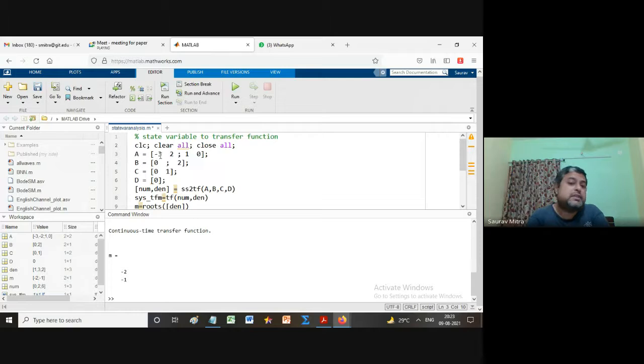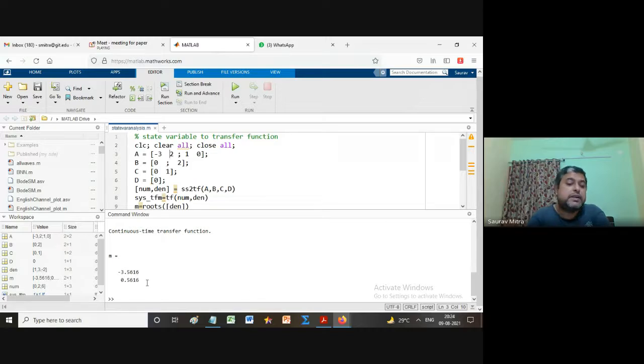Okay, so this was the first element of the A matrix, you made it positive, and you found that the roots are becoming positive. Now again, the second element I am making positive, so this minus 2 I have made plus 2, and just see what the roots are.